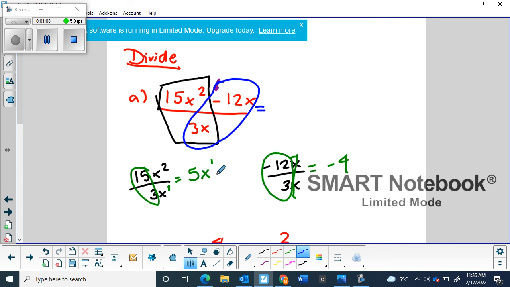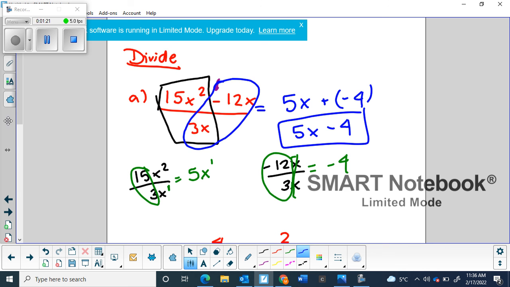And then all we do is combine these two numbers, 5x plus negative 4. And remember, that means the same thing as 5x minus 4. And that would be our final answer.